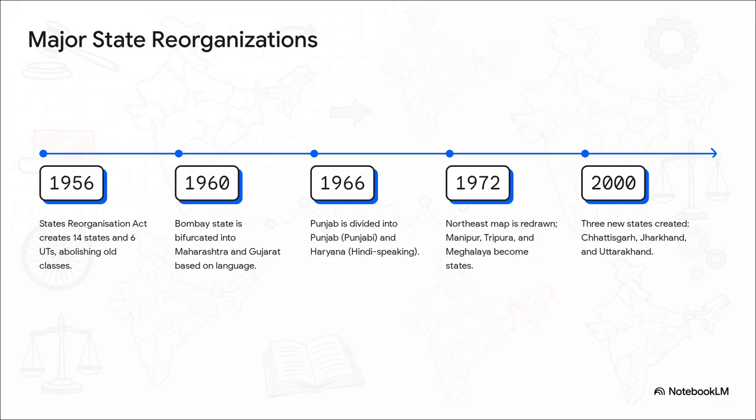By 1956, you had the States Reorganization Act, which redrew the entire map on a massive scale, creating new states mostly along linguistic lines. But it didn't stop there. In 1960, the huge Bombay state was split into Maharashtra and Gujarat. Then in '66, Punjab was divided 3 ways to create a Punjabi-speaking state, a Hindi-speaking state, Haryana, and to give its hilly regions to Himachal Pradesh. The whole map of northeast India was reconfigured in the '70s, and even as recently as the year 2000, 3 large new states were carved out, not for language this time, but for better administration.